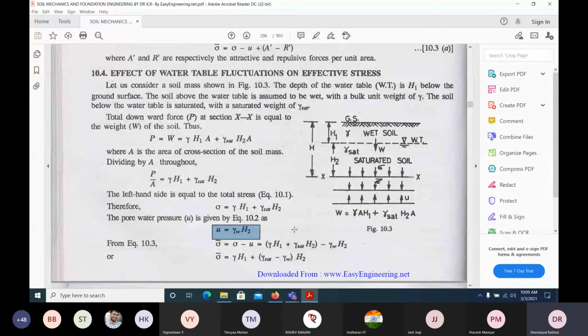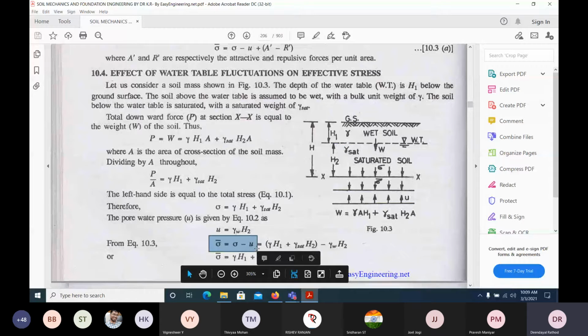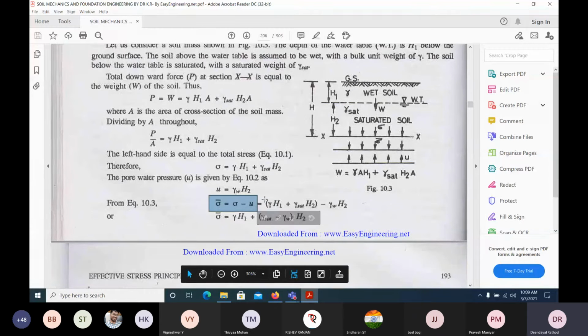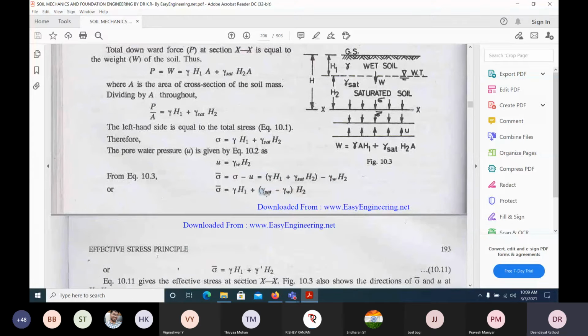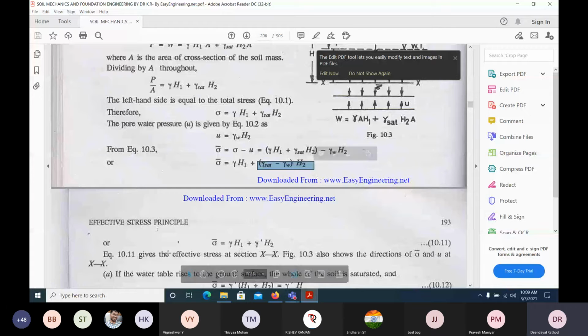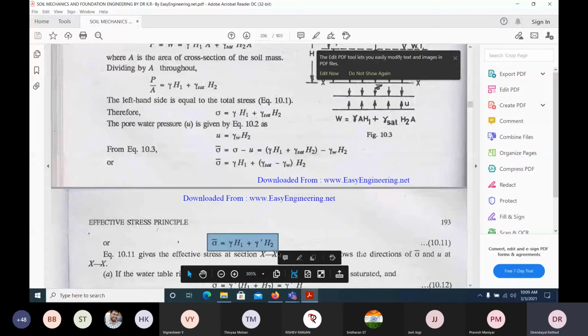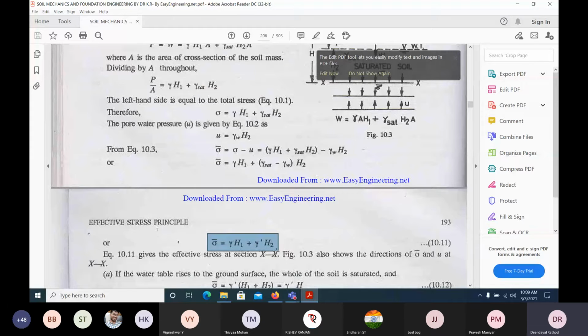Now, what is the definition of effective stress? Total stress minus pore water pressure. If you deduct that, finally this is your effective stress. Without doing that calculation, we can get it directly: gamma into H1 plus, if the soil is in submerged state, gamma dash, the submerged unit weight, multiplied by H2, where gamma dash is equal to gamma saturated minus gamma W.